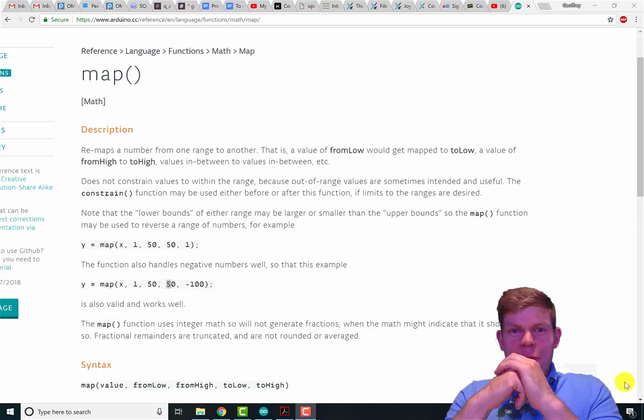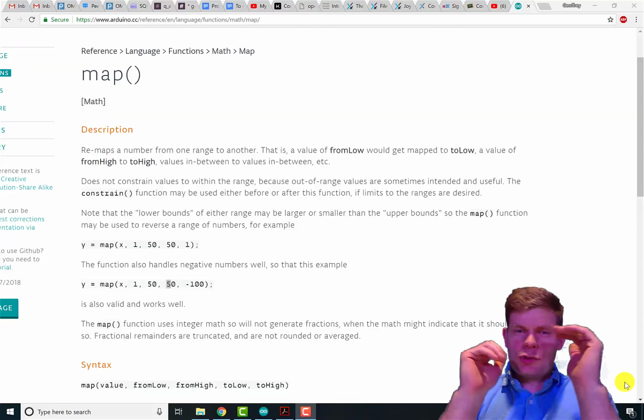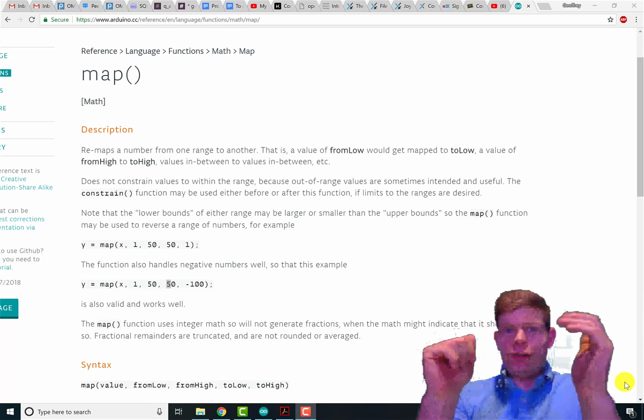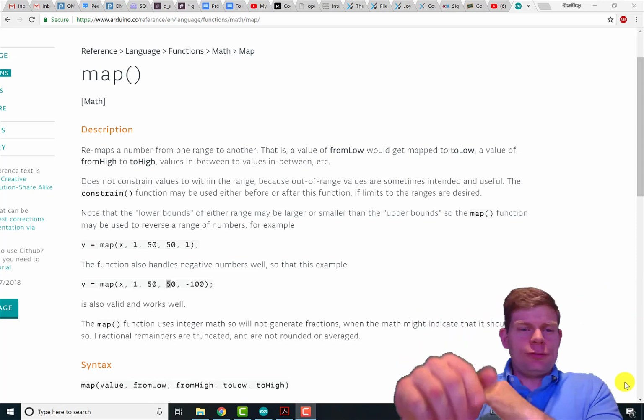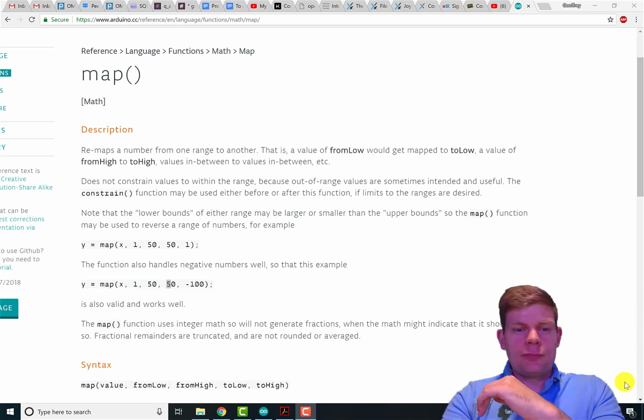Welcome. Let's talk about the map function, which is one of my favorites. Super simple, very useful, and you could make it yourself. So let's take a look at some.